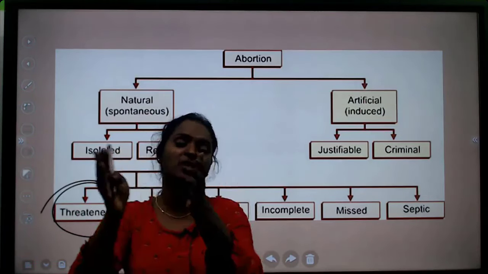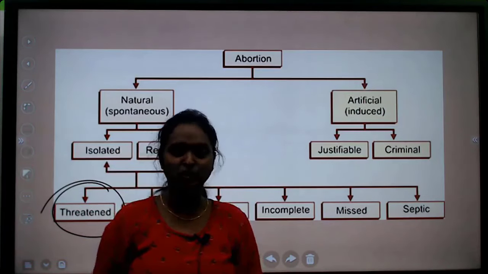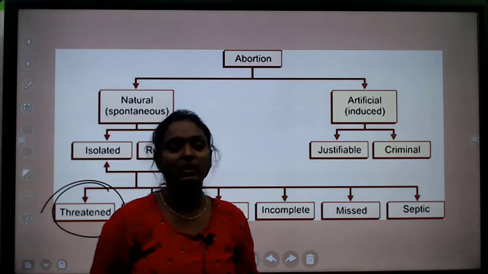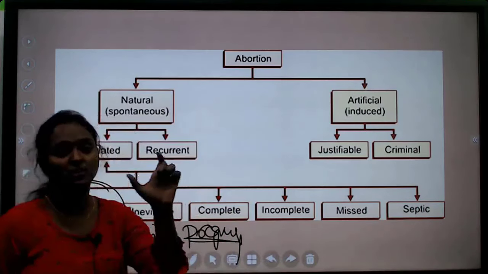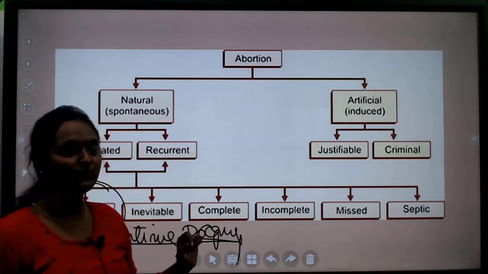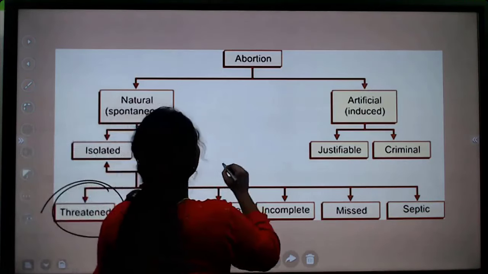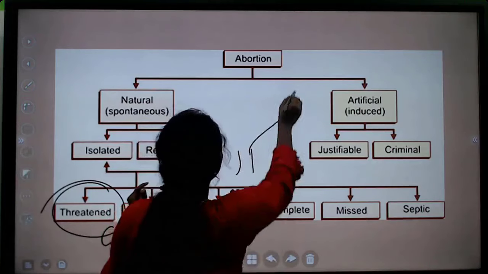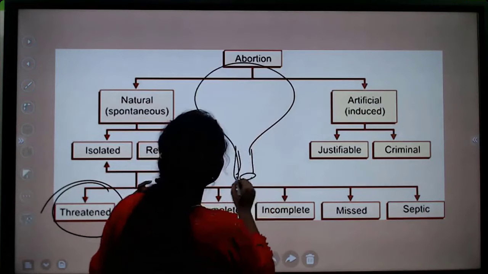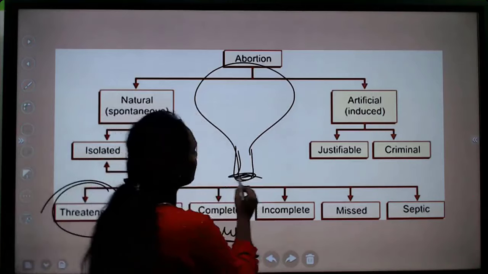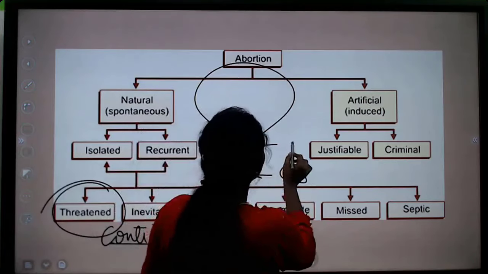So which type of abortion is that? There are chances it will be asked in the exam. So here are the points you have to remember from an exam point of view: the internal os is closed. Here, internal os means what? Here the cervix is there and this is the body of the uterus, and here the cervix is there. So this is the external os and this is the internal os.